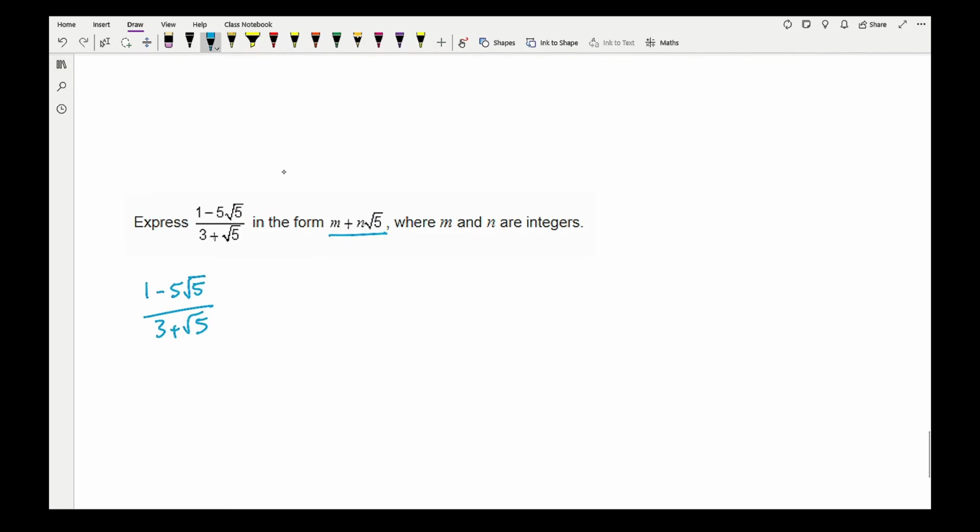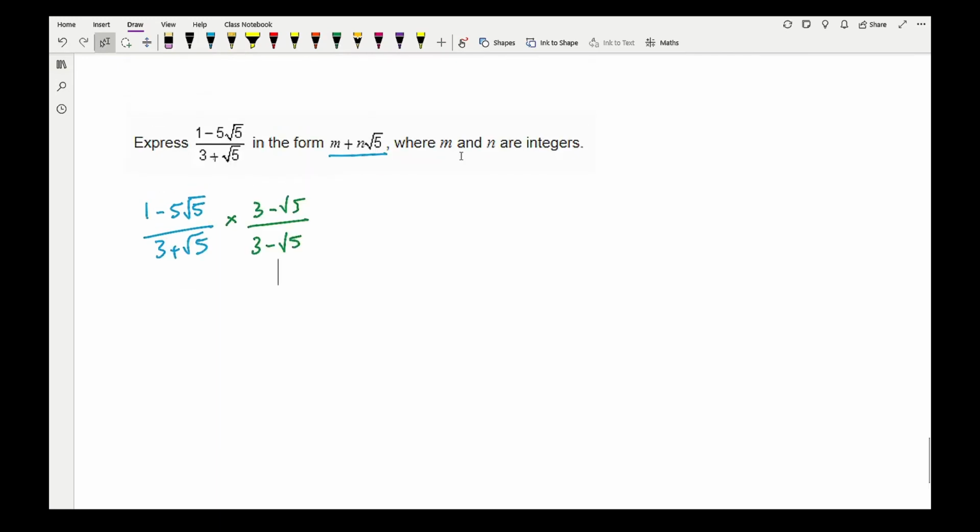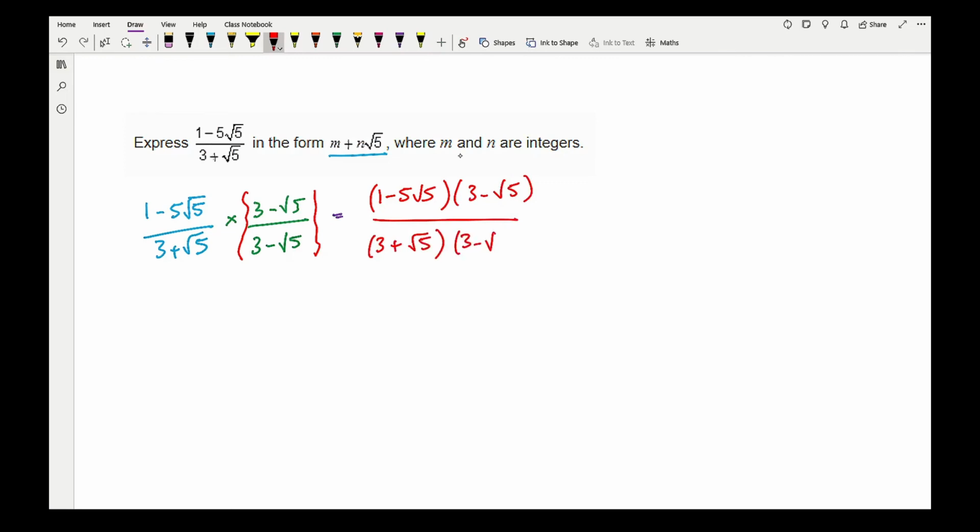So again, what I'm going to do is multiply this by 3 minus root 5 over 3 minus root 5. Looking at this, it's really important that you do write this. This would actually be worth 1 mark in your exam. So even if I didn't go any further, I would get a mark for just doing that. So here I've got 1 minus 5 root 5, brackets, 3 minus root 5, and on the bottom I've got 3 plus root 5 and 3 minus root 5.